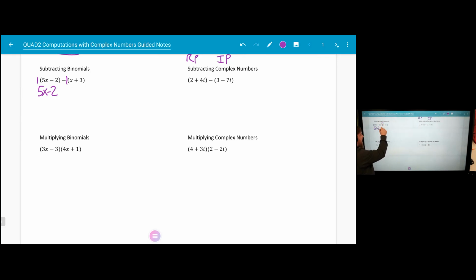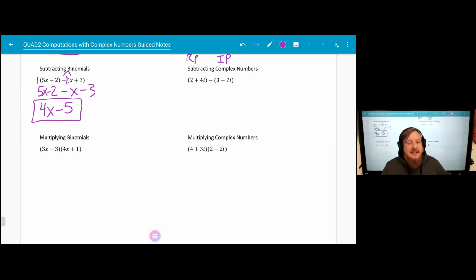-1 times x is -x. -1 times +3 is -3. So in other words, I'm kind of changing the signs there. Now, what I also need to do, once again, is simplify my solution. I've got things with x's. 5x minus x is 4x. -2 minus 3 is -5. And that's how we would subtract the binomials.